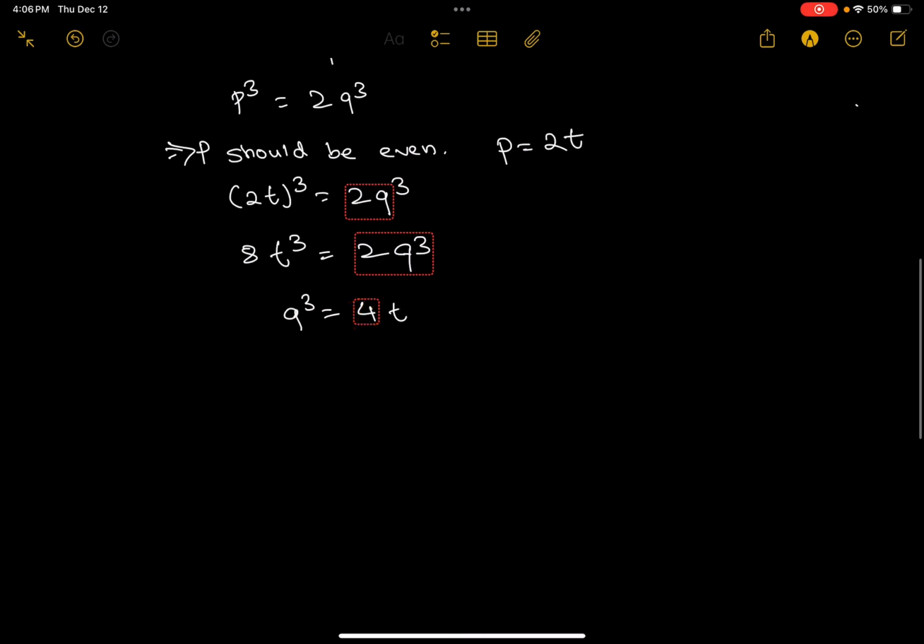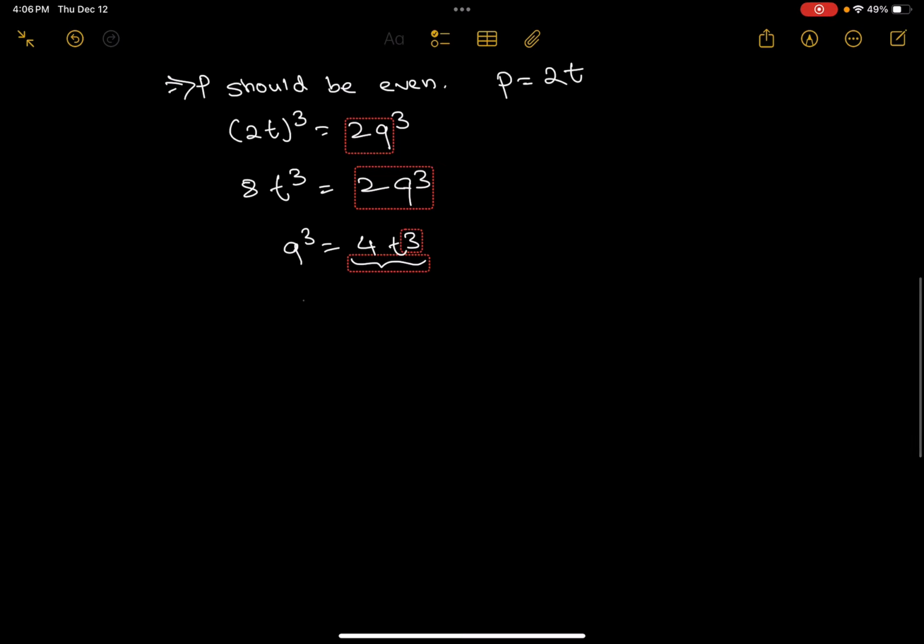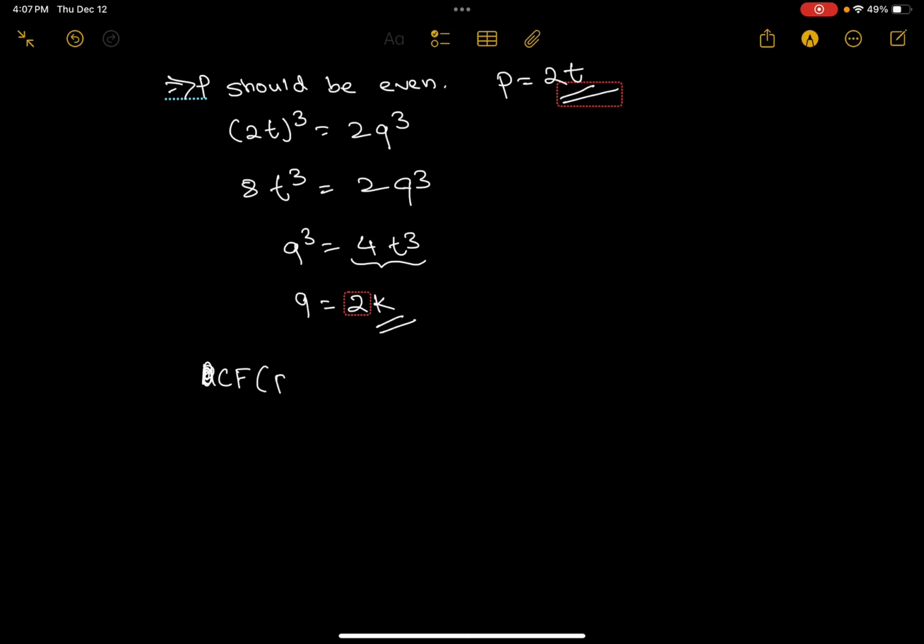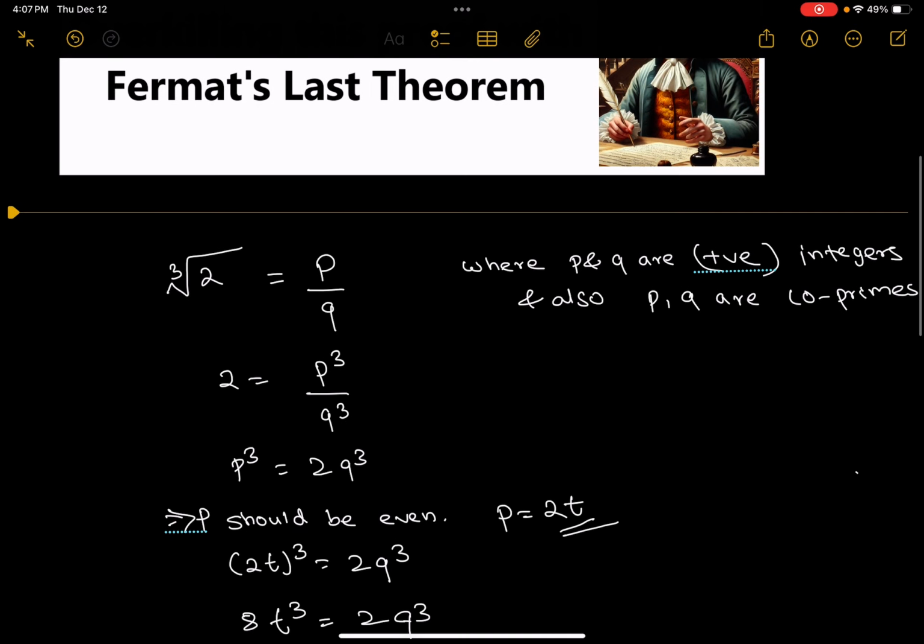Again, since there's a factor of 2 on this side, because 4 has factor 2, q should be an even number. So q can be written as, let's say, 2k. Now since both p and q can be written as 2t and 2k, they definitely have a common factor, let me just write common factor 2. But earlier we assumed them to be co-prime. We assumed that they don't have any common factor. So that's how this proof works.